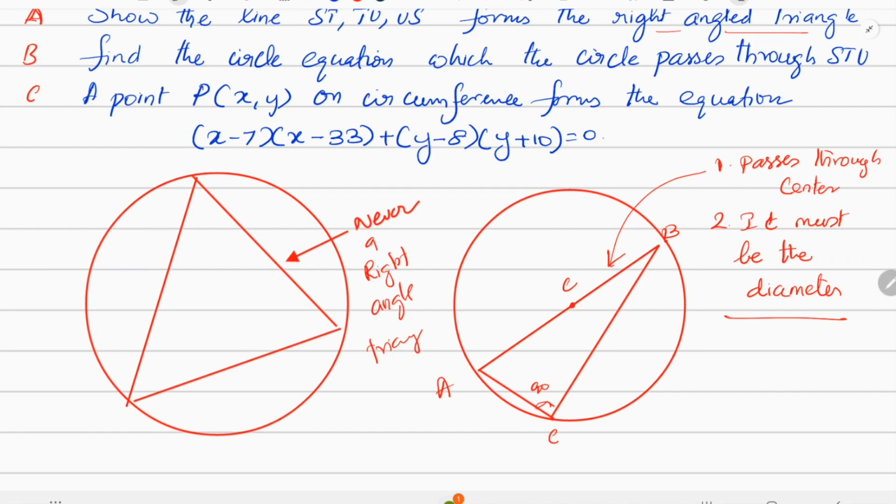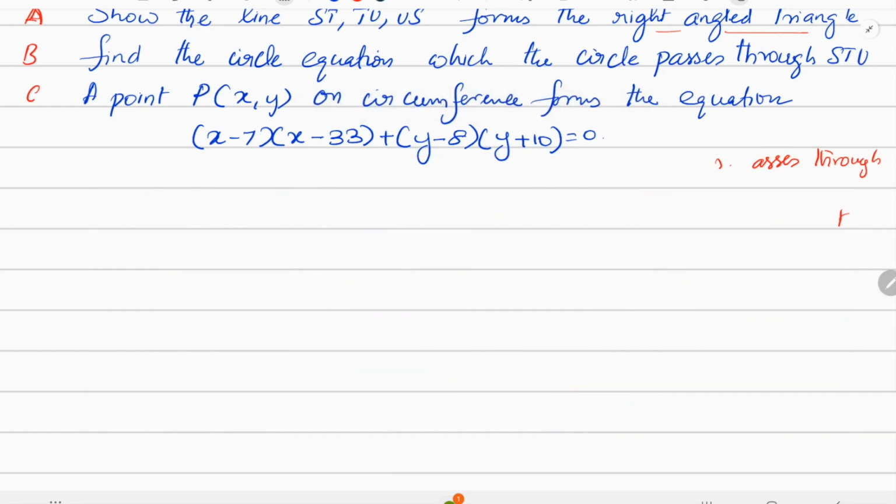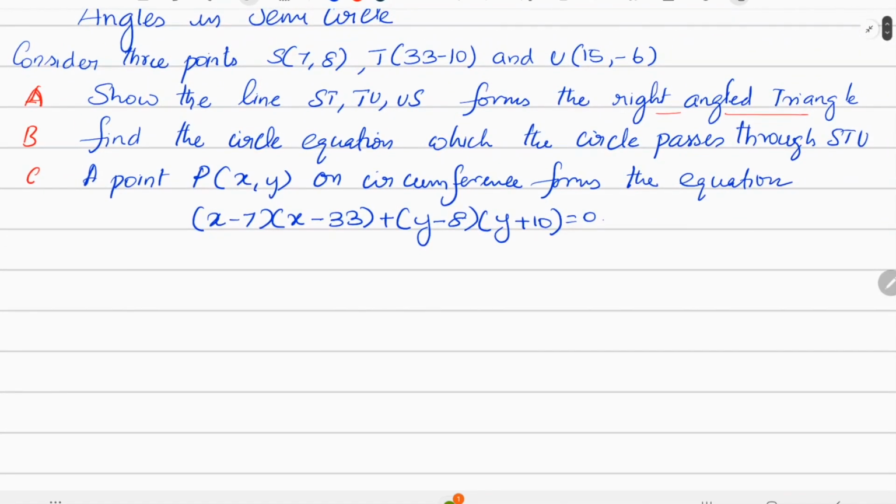Come back to our point. Let me erase this. We will solve one by one. First take A. What is A here? The 3 points S, T, U show that they form a right angle triangle.